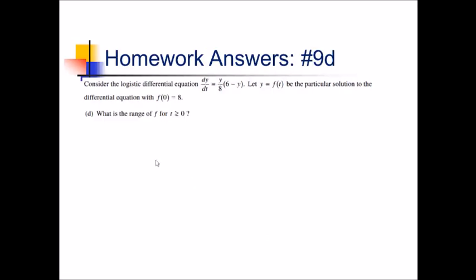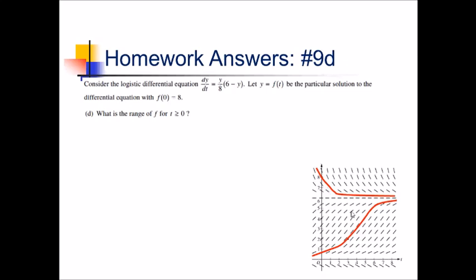For part D, they're asking for the range of f for t greater than or equal to 0. So this one's kind of tricky because it comes at the end of this problem. It would actually be very helpful to look back at part A where you made this handy-dandy solution curve for f. Now there were two curves on here. The one that goes with the f that they're talking about is this top curve.